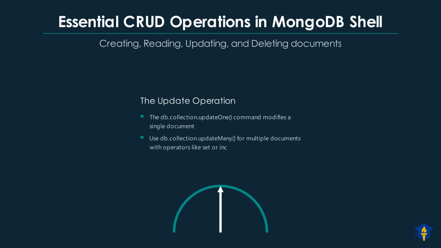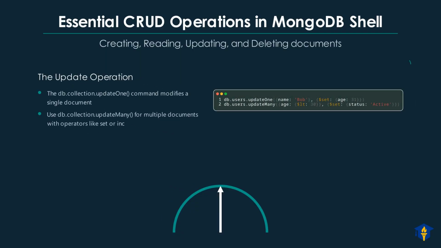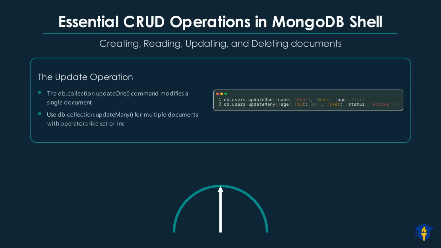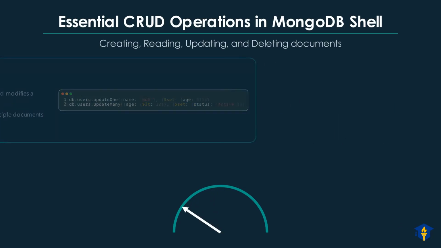Now, let us examine the update operation to modify existing data. The db.collection.updateOne command modifies a single document and updateMany works for multiple documents using operators. These examples show updating Bob's age with $set and updating multiple users' status with a condition.